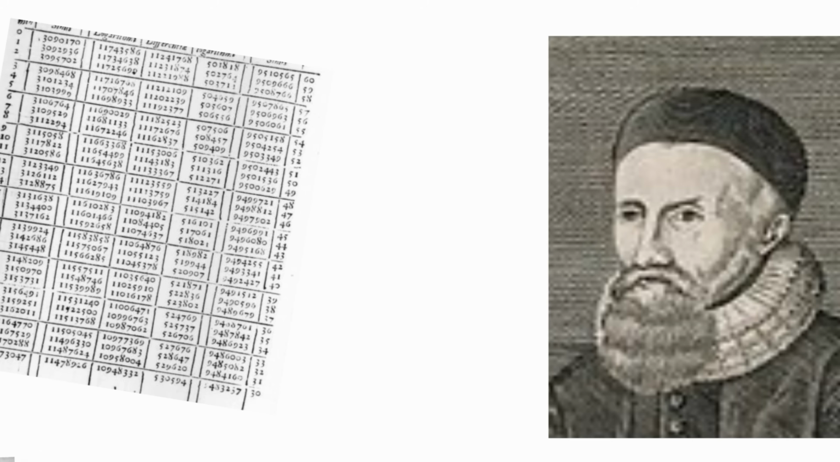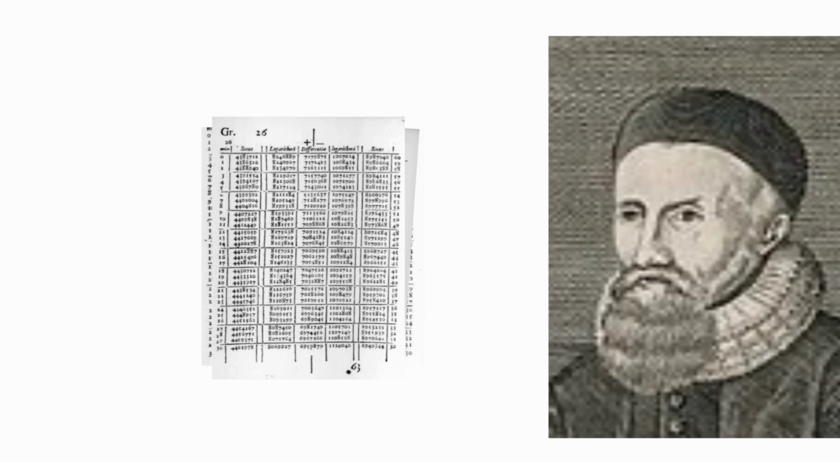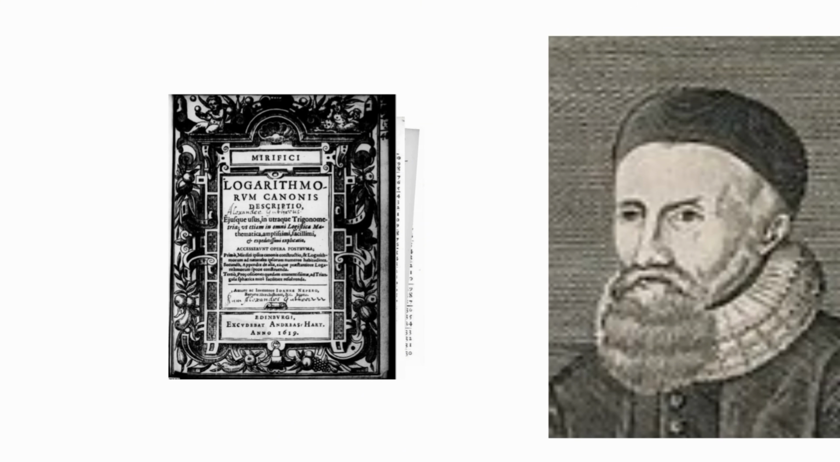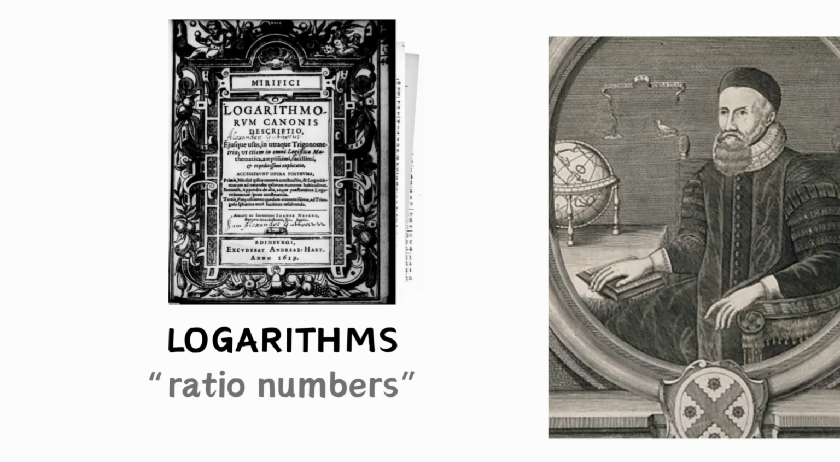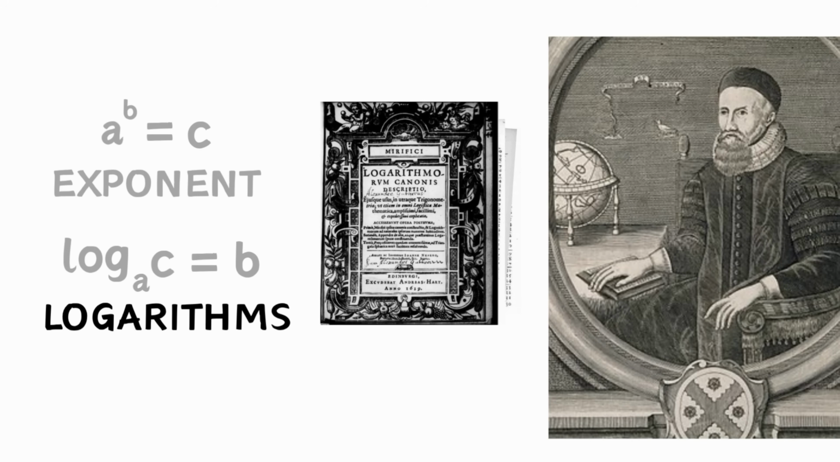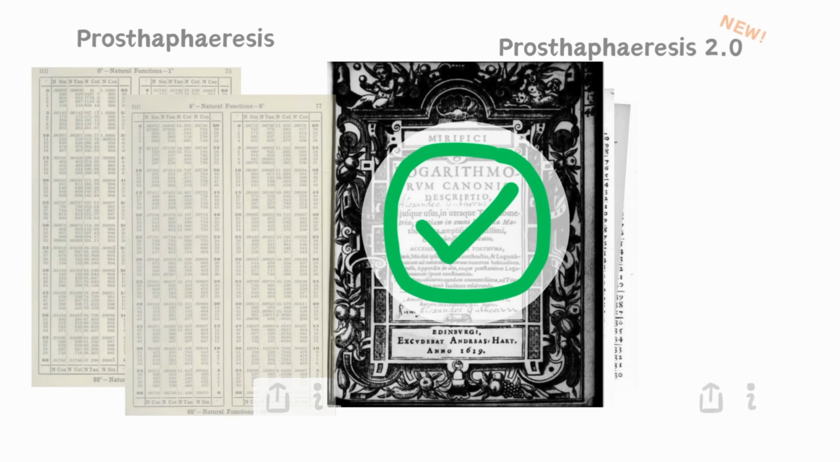After years of grueling and tedious multiplication, at long last, Napier created massive tables containing thousands of numbers, which he called logarithms, or ratio numbers. As you know, Napier's idea of logarithms differs a lot from what we know today. Napier didn't think in terms of bases or exponents, but what mattered at the time was that the calculations worked, and his discovery was immediately applauded and accepted.